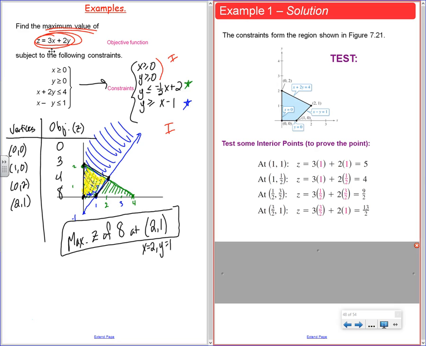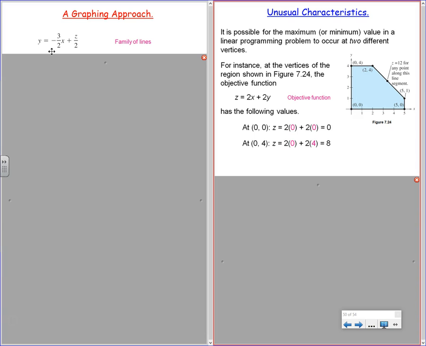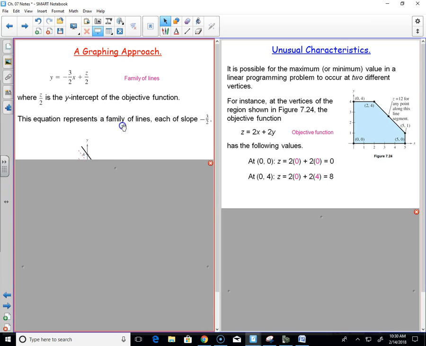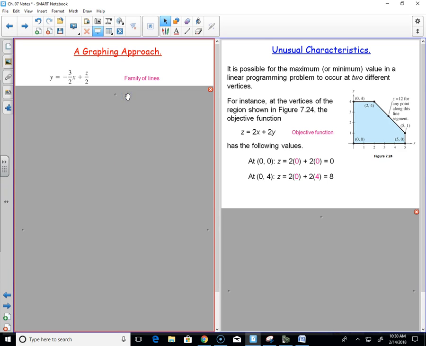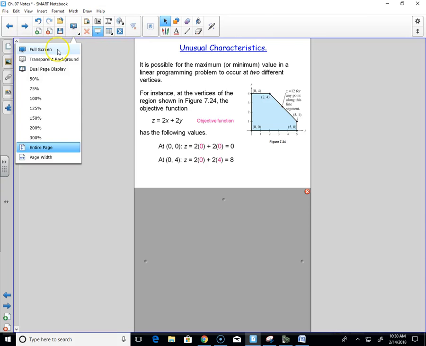Now, what could change? Let's go here. I didn't want that. Single page. Struggle. I want this guy. Okay.